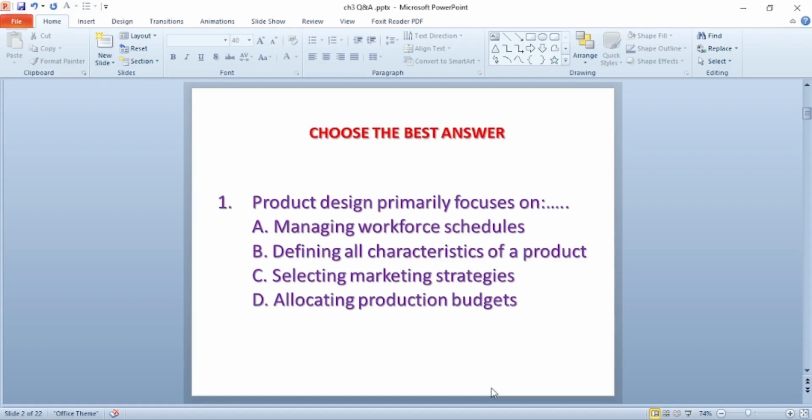Question 1. Product design primarily focuses on dash. A. Managing workforce schedules. B. Defining all characteristics of a product. C. Selecting marketing strategies. D. Allocating production budgets. The answer for this question is B. Defining all characteristics of a product.